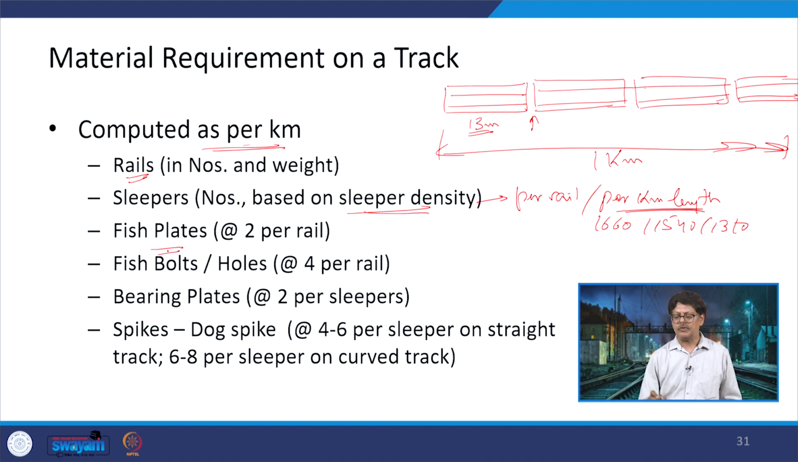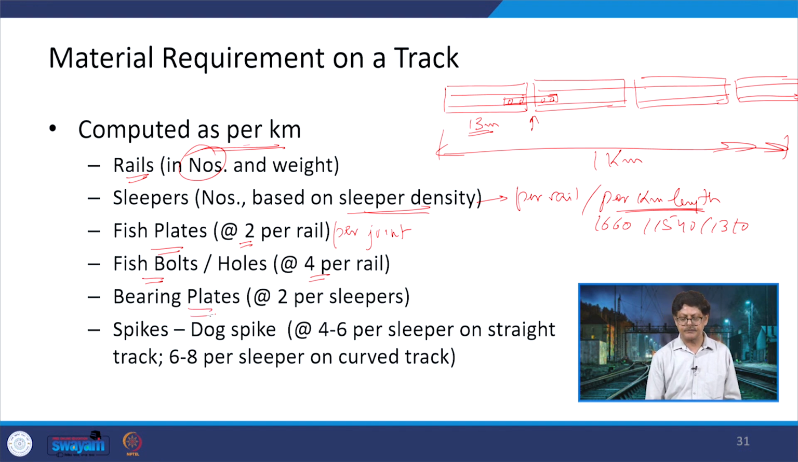Fish plates. The fish plate will be provided at a joint between two rail sections. One is provided on this side, one on the back side, so there are going to be 2 per rail per joint. Fish bolts. We have discussed previously that in each fish plate there are going to be 4 fish bolts, 2 on this rail and 2 on the other rail. So, 4 per rail is how we calculate them. As soon as you have the number of rails, multiplied by 4 you will get those numbers.